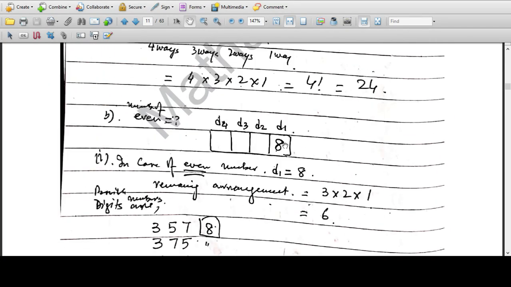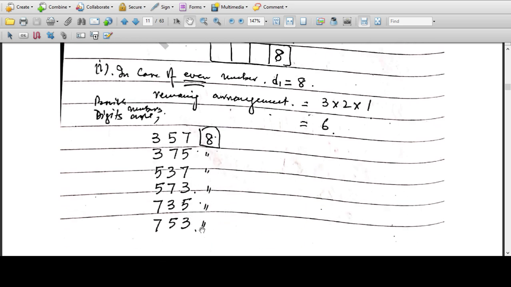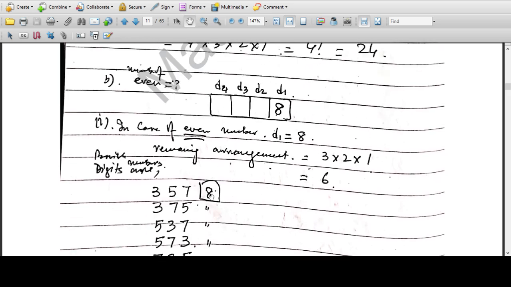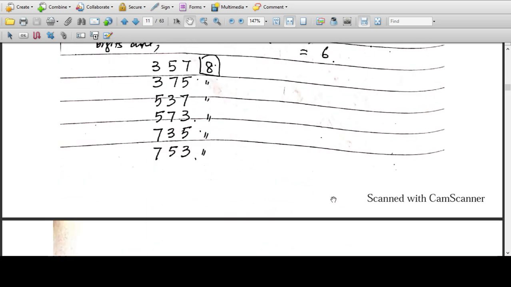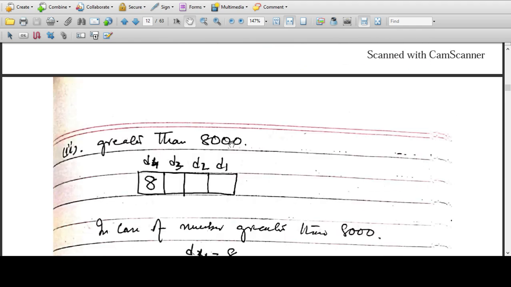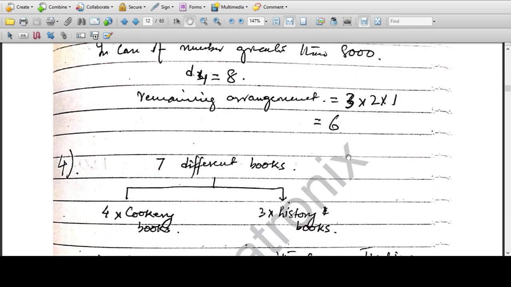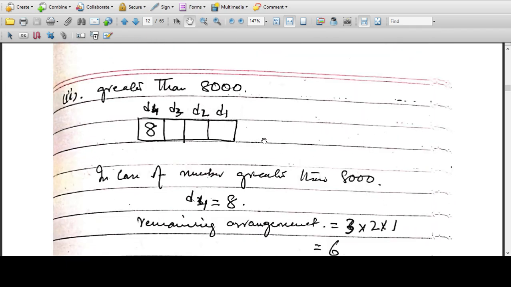So for part B, for an even number, this 8 must be here. So there are 3 possibilities, 2 possibilities and 1 possibility. So this is 3 factorial, which is 6. Okay, this is all the possibilities that we can see from here. And for greater than 8000, this first place must be 8, and then the remaining has 3 factorial. So this is 6.